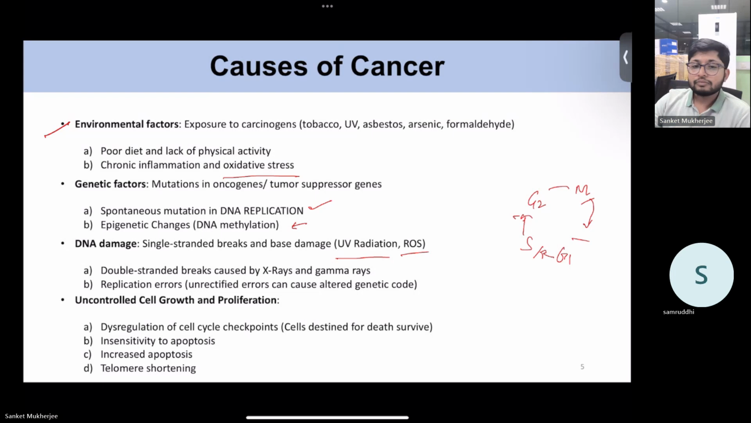However, when this gets dysregulated, what happens? The cell usually goes for cell death or apoptosis. But if the cell cycle checkpoints are dysregulated, the cells which were destined to die actually survive, and that is a problem. They are insensitive to apoptosis. Apoptotic signals are there, but yet the cells are not receptive of it. There could be increased apoptosis in healthy cells that could happen. So it will increase the population of the cancerous cell, and there is telomere shortening.